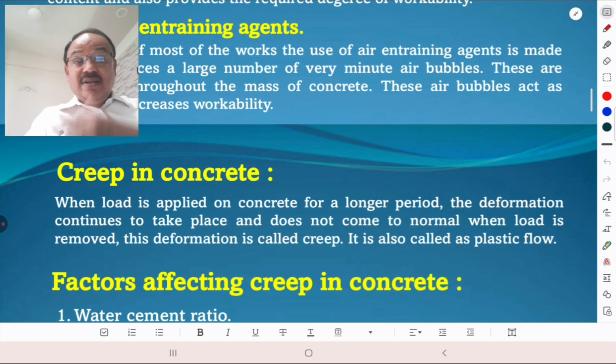Then the second property, which is all the time asked in examination, that is creep of concrete.